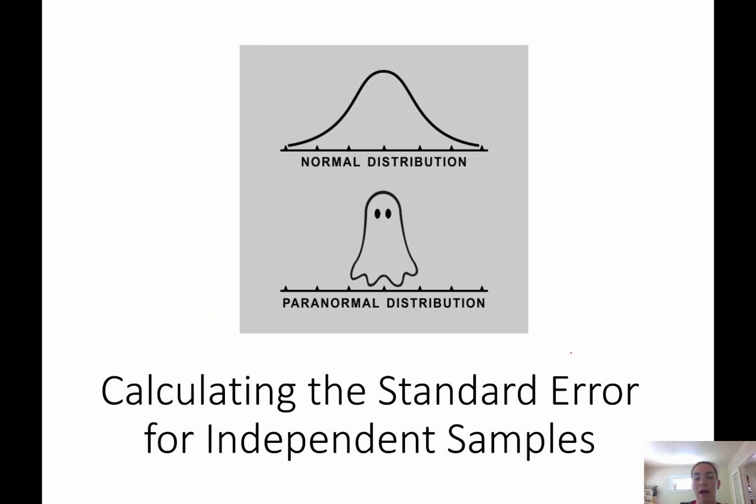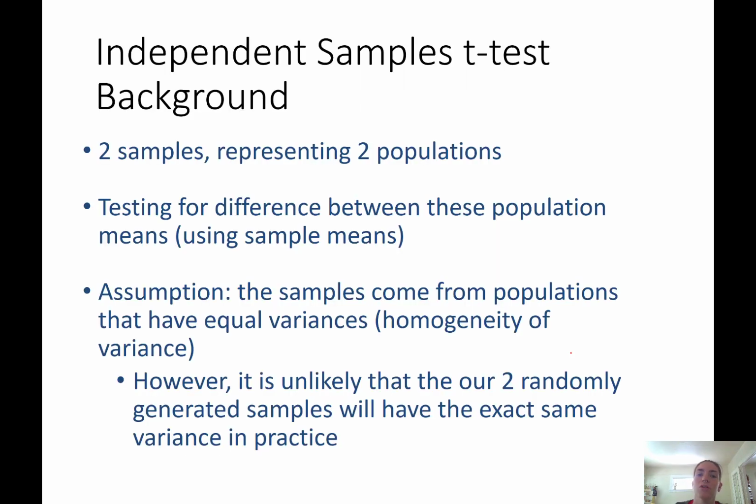So let's talk about how you calculate the standard error for independent samples tests. So remember, for this test, we have two different samples, and each sample represents a population. And our goal is to test for a difference between these two population means, using what we know or what we learn from our sample means. And we're going to make an important assumption for this test. The populations themselves have equal variances, and there's a name for that assumption. It is the assumption of homogeneity of variance.